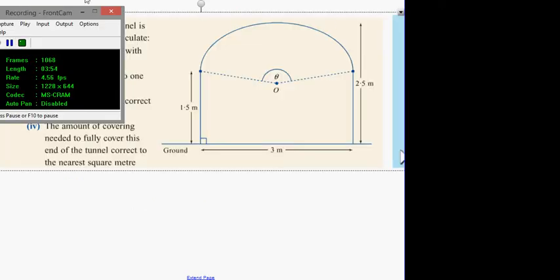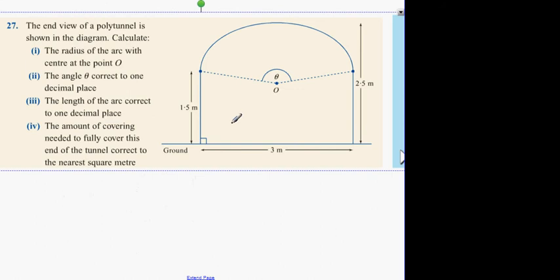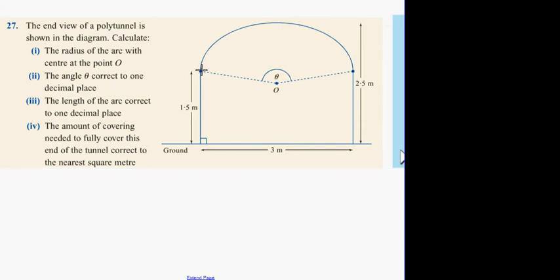There's a really easy way for that. Okay, so what happens here, guys, is this. What I'm going to do is calculate the radius of the arc with center at point O. So I'm going to construct a triangle here. Okay, so the radius of the arc with center point. So we need to find out what r is. So r is here, r is here. Ah, yes. It's the same trick we did last time. So let me show you what to do here, okay?